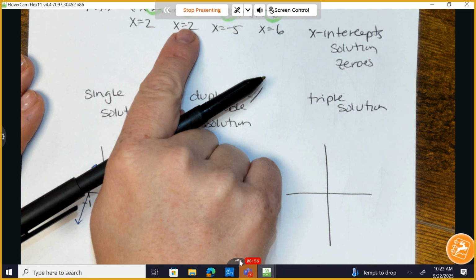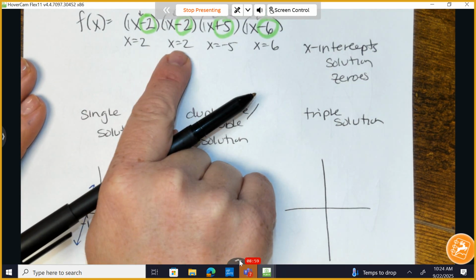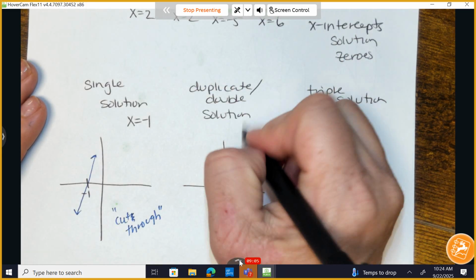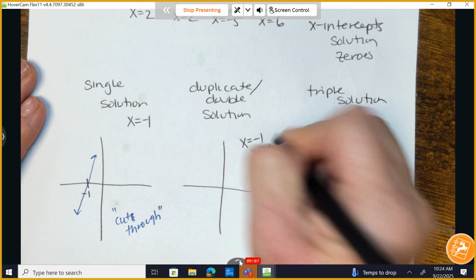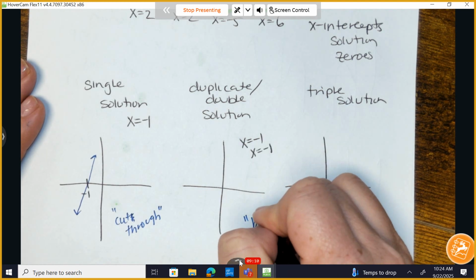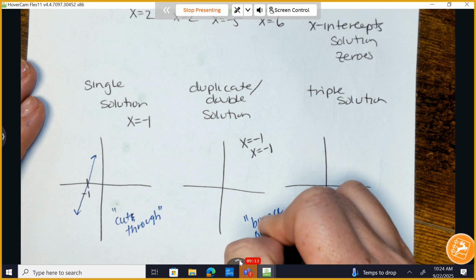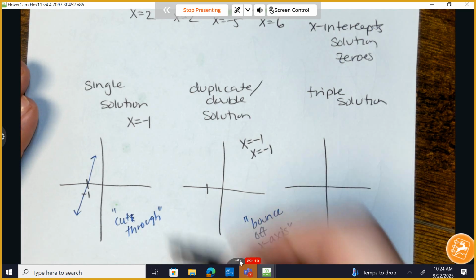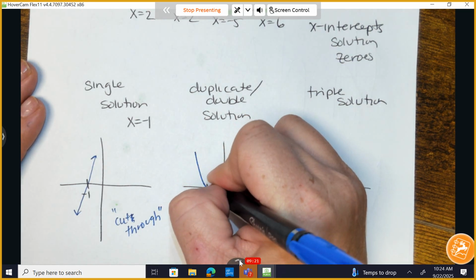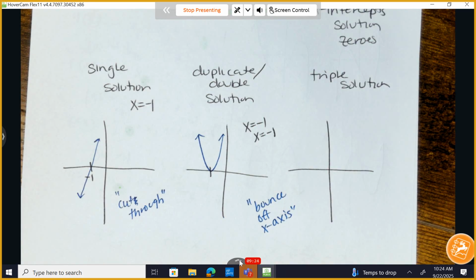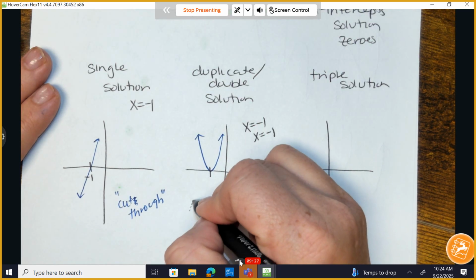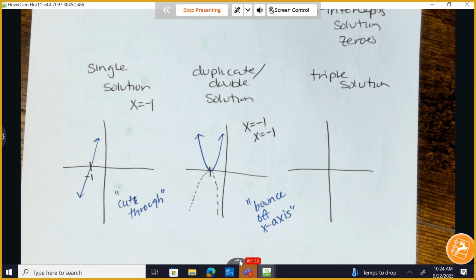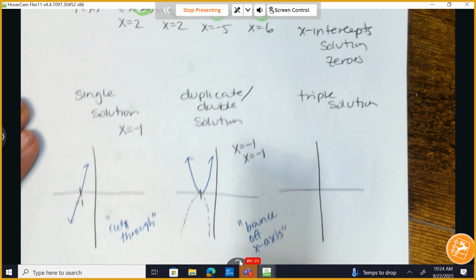Now, here's an example up above. Does everybody see where you see 2 listed twice? Does everybody see this? It's a double or a duplicate solution of 2. So if we saw negative 1 listed twice, we need to bounce off the x-axis. So I'm going to go to negative 1, and it's going to look like this. It's either going to come from the top, bounce off and go back where it came from, or it may have come from the bottom, comes up and then bounces off, but it's going to go the same direction it came from when we have a duplicate solution.